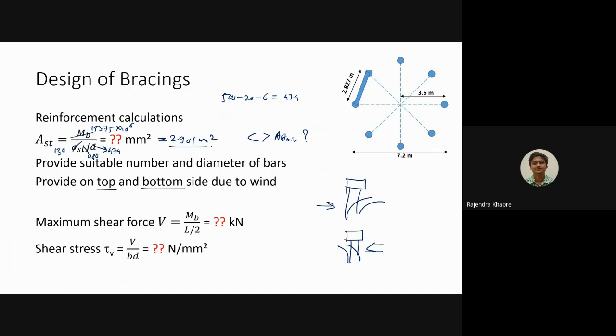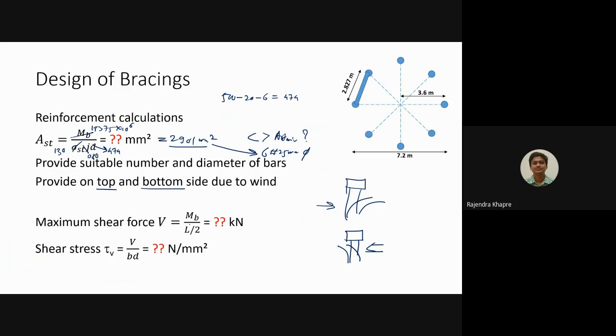So for this purpose, I think we can provide 6 bars of 25 diameter. Please check whether it is greater than 2901 or not. How much is coming? Yes, sir, 6 bars. Okay, so basically you have to provide 6 bars of 25 dia bars at the top as well as at the bottom. Now as far as shear is concerned, we have a simple expression.